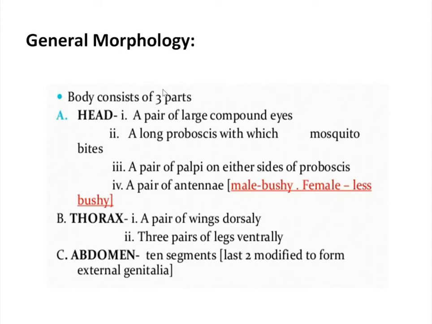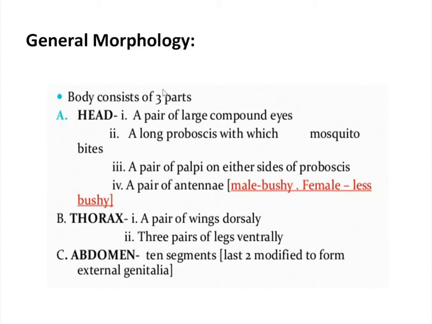There is a small differentiation between male and female mosquitoes. In male mosquitoes, the antenna is bushy, whereas in female mosquitoes, the antenna is less bushy. Bushy means it contains hair-like structures. So that's about the head. It contains a pair of large compound eyes, a long proboscis for biting, a pair of palpae, and a pair of antennae. These are the parts present in the head.